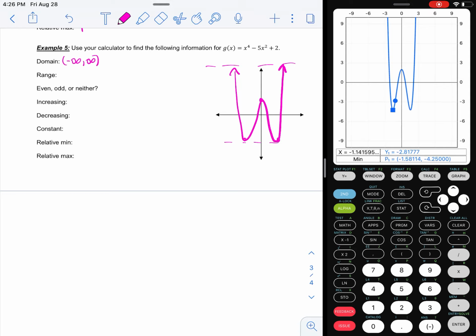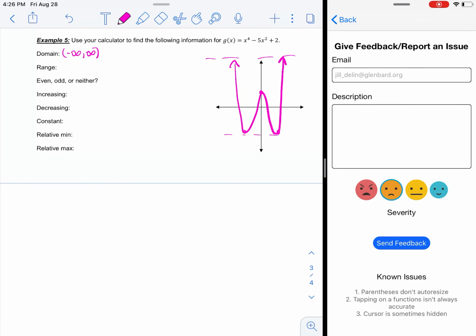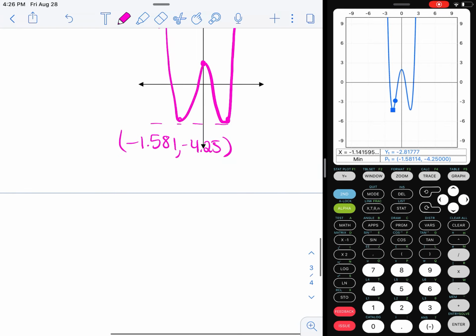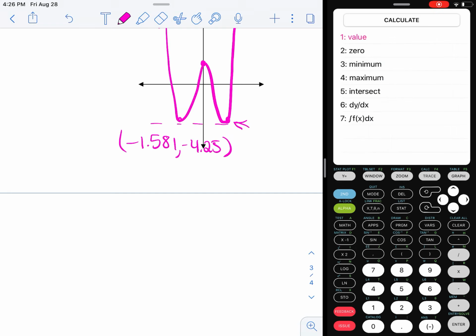So this point right here is negative 1.581, negative 4.25. You would do the same thing to find this. It's symmetric, but just so I can show you one more time.